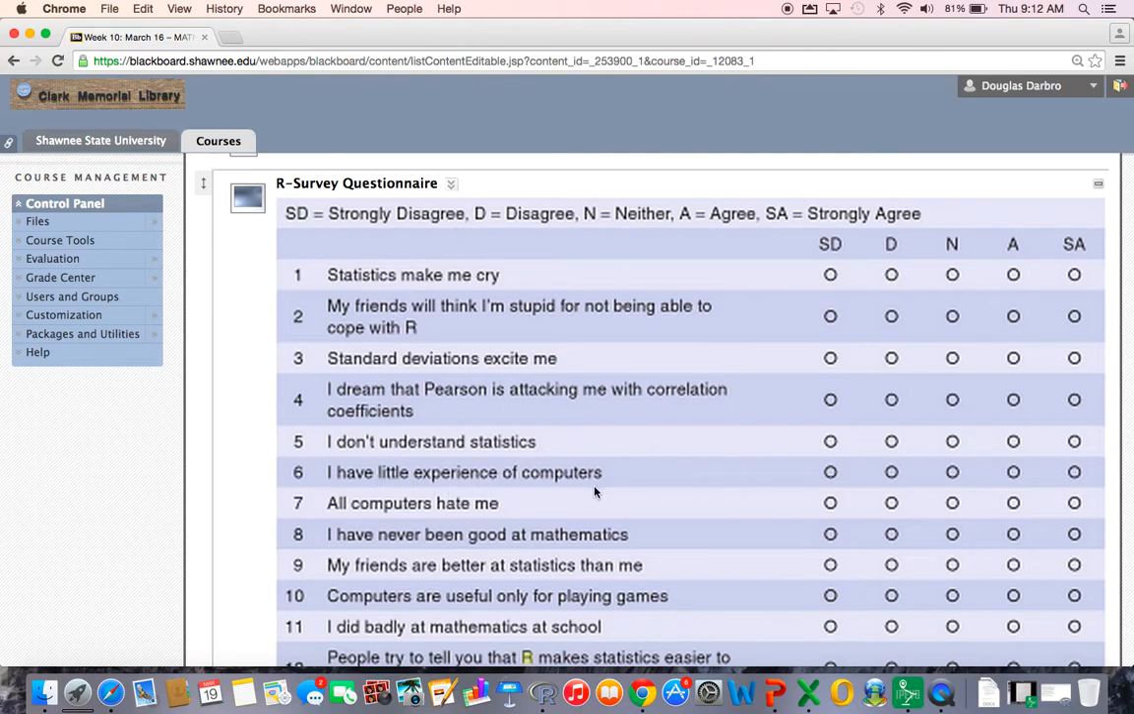Let's go down to number 6. I have little experience of computers. Strongly agree, possibly a frustration level. All computers hate me. Strongly agree, frustration level. However, when I come back to number 3, standard deviations excite me. Strongly agree doesn't indicate a frustration. Strongly disagree would.